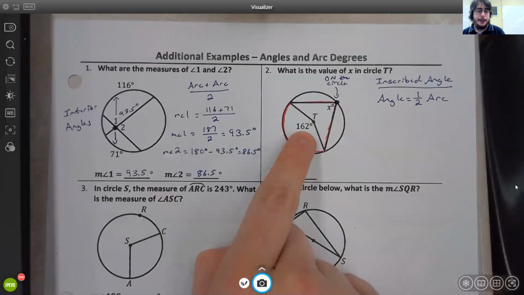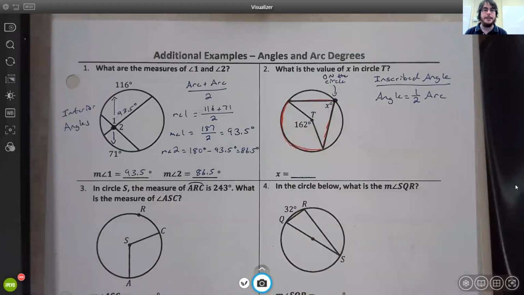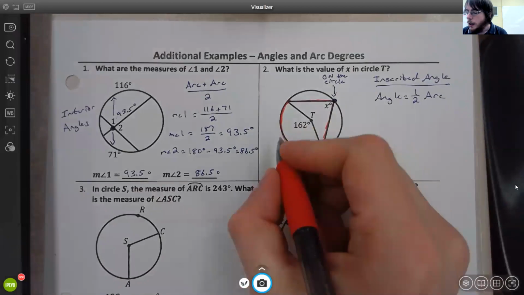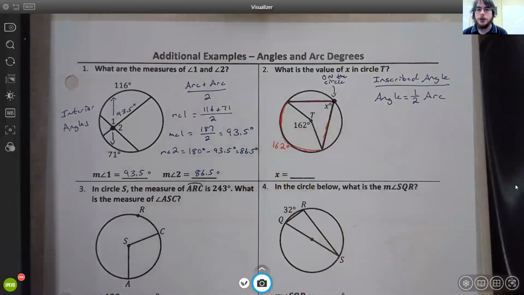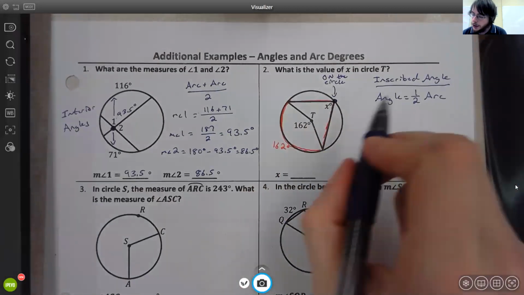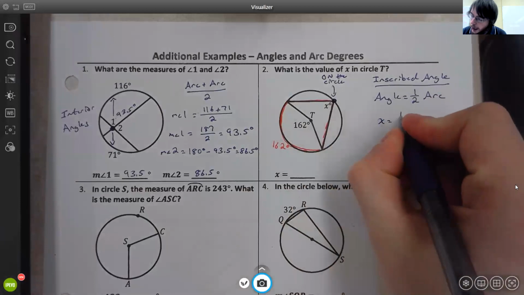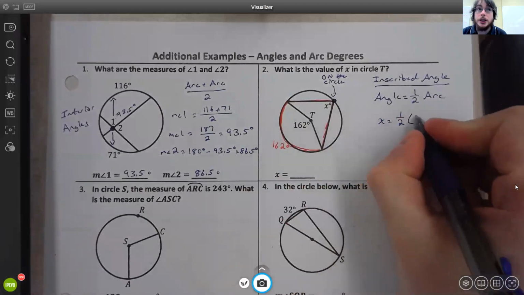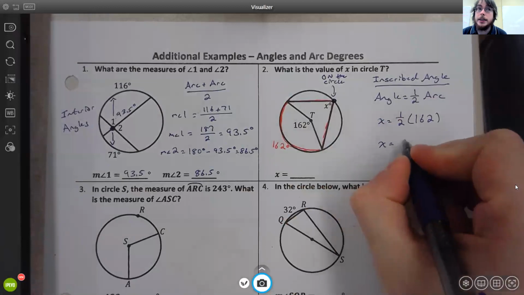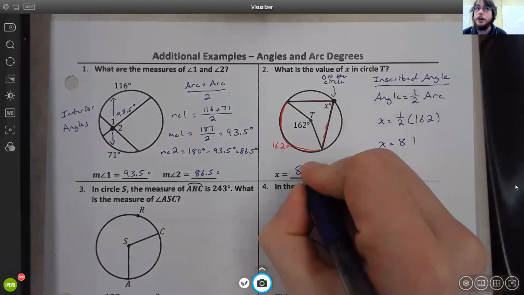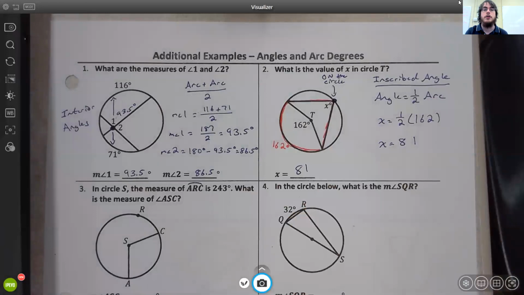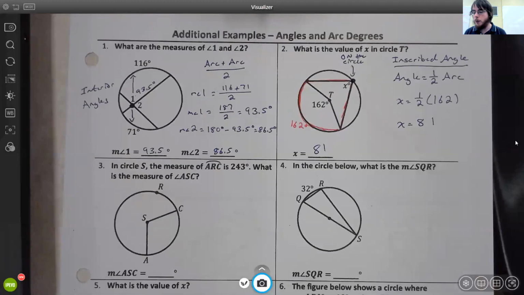Well, at the center point T, we can see that there's a central angle 162. And remember, your central angle is the same as your arc. So your arc also equals 162. So now to find x, x is our angle. It's equal to 1/2 of the arc. Your arc is 162. So x is equal to 81. So x is equal to 81.